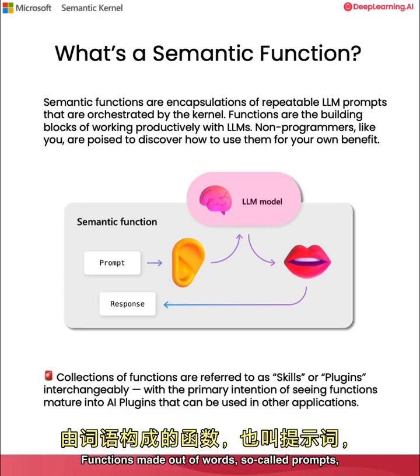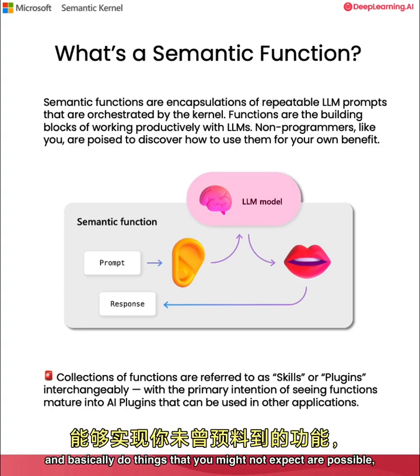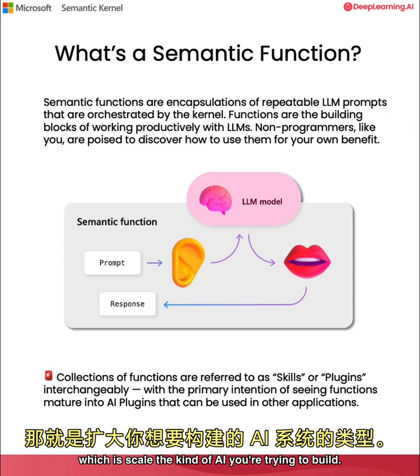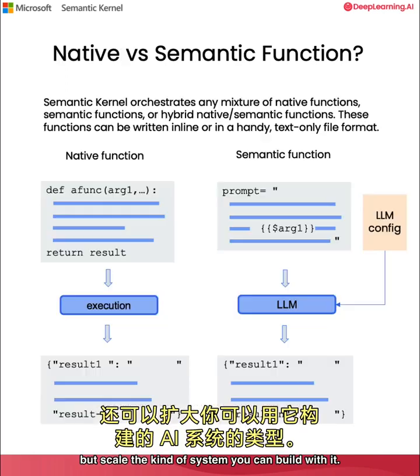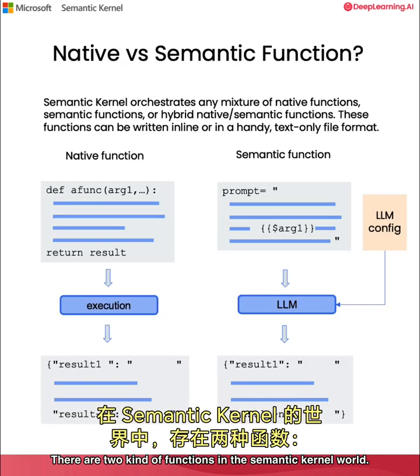Semantic functions made out of words, so-called prompts, basically do things that you might not expect are possible, which is scale the kind of AI you're trying to build. Not just scale the number of people that can use it, but scale the kind of system you can build with it. There are two kinds of functions in the semantic kernel world.